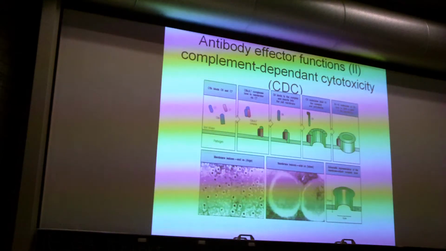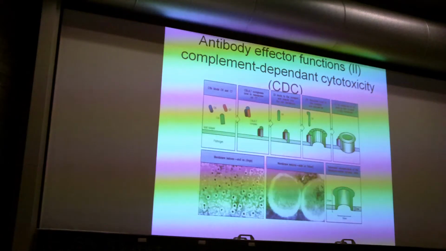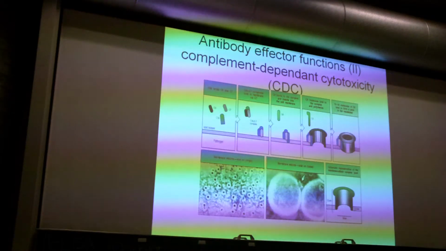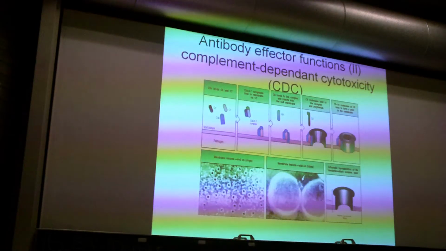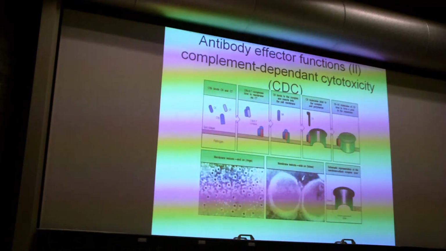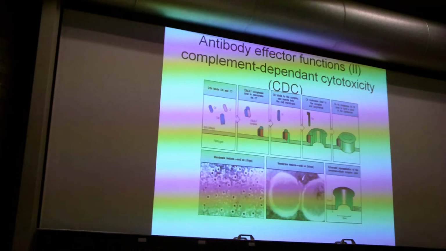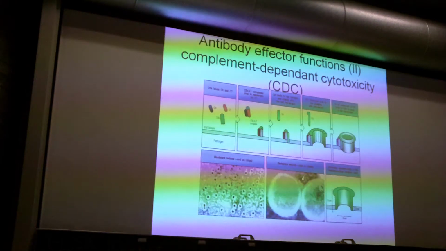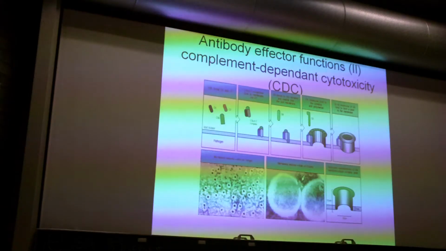The hole in the cell is, of course, very bad news for the cell. It's kind of shot. It will die because it will lose all the proteins inside. It will lose the ions inside. Lots of calcium gets into the cell. A typical cell will die from this. Also bacteria, they don't like it. So this is what antibodies can do when they bind in a high density.